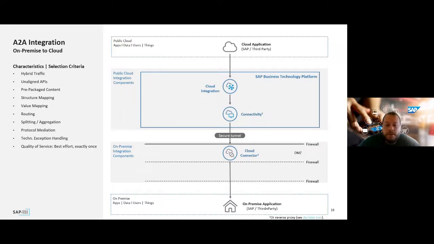In this blueprint, we have, for example, a cloud application that can be an SAP or non-SAP technology using the cloud integration via connectivity or directly via the cloud connector or any reverse proxy that you have. So you don't need to be stuck in the SAP technology for the reverse proxy to communicate to an on-premise solution.